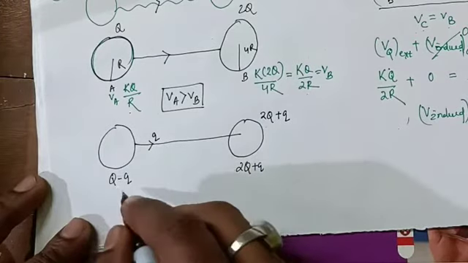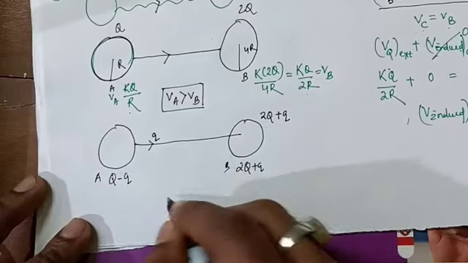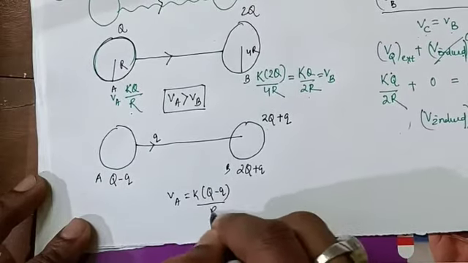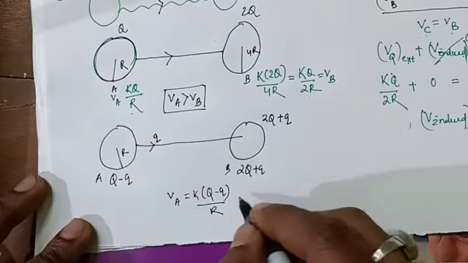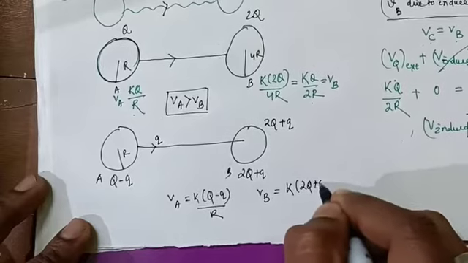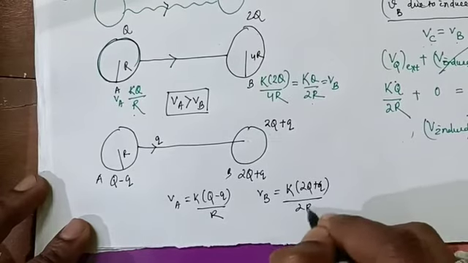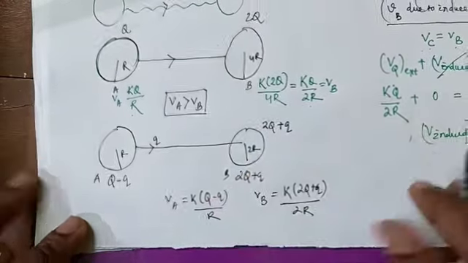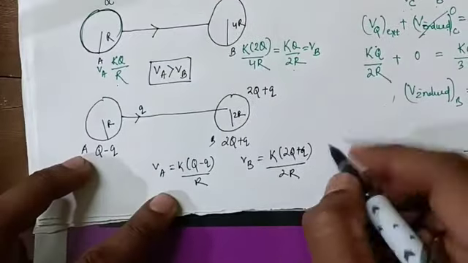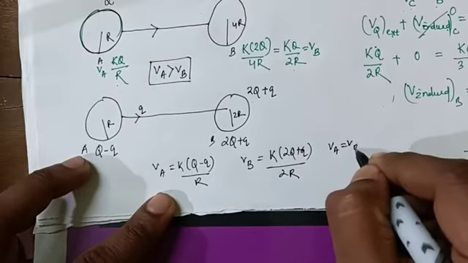I will write the potential of A. What is the expression of the potential of A? This is k (Q minus q) upon r, because the radius is r. What is the expression of the potential of B? This is k (2Q plus q) upon 2r. This is the potential of B. And both potentials remain the same, up to that extent charge will flow. So that's why potential of A equals potential of B.